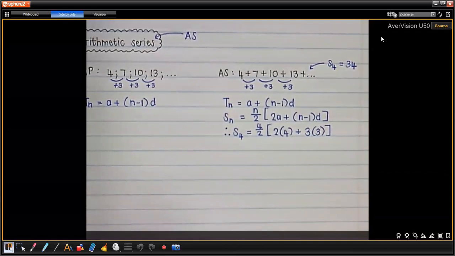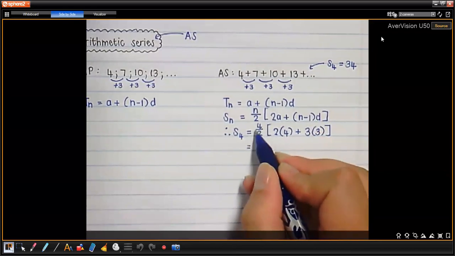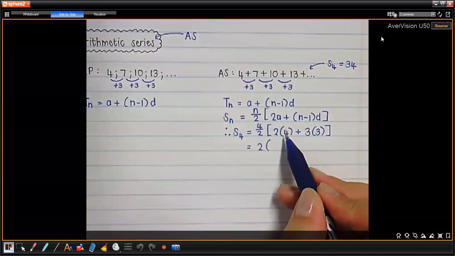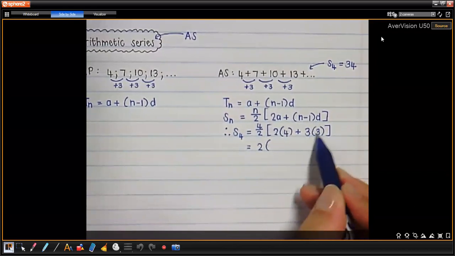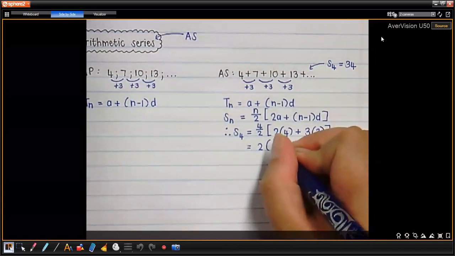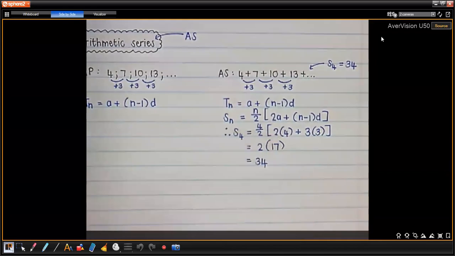Let's work that out in our head because it is easy to do. We have 4 over 2, which is 2. And then in this bracket, what's 2 times 4? 8, plus 3 times 3, which is 9. 8 plus 9 is 17. And what is 2 times 17? 34. So by looking at that example, we see that the formula does work.